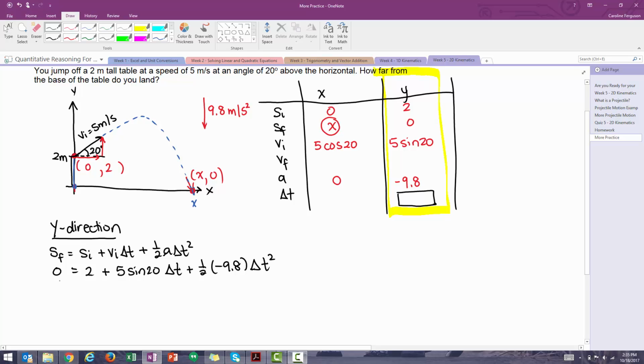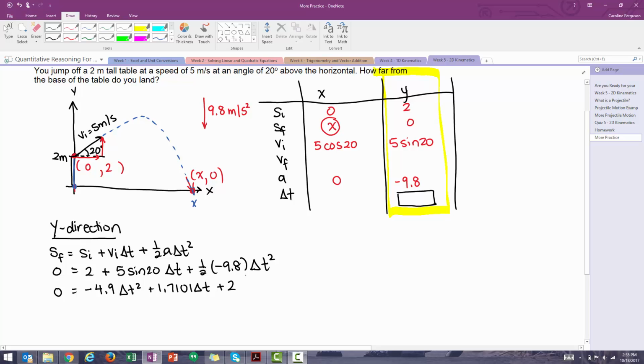So now I'm going to simplify all this. I'm going to put the delta T squared term first. So when I do 1/2 times negative 9.8, I get negative 4.9 delta t squared. Now I'm going to type 5 sine 20, and I get 1.7101 delta t, and then I have my plus 2.